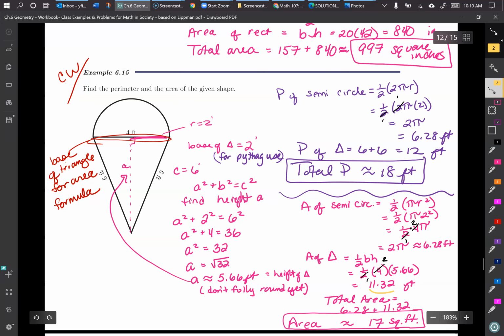So when we plug all that in, we get 11.32, and then I add those and round. Actually, I'll round up to 18 because I would get 17.6. So we'll round to about 18 there. I want to round ahead of time. So I hope that helps with that one and going through the classwork.